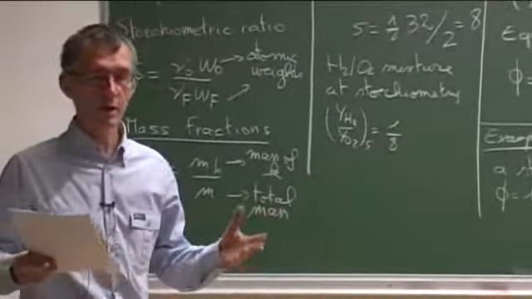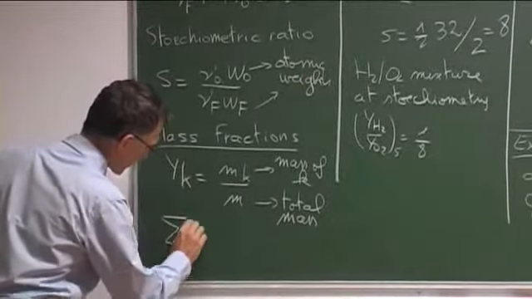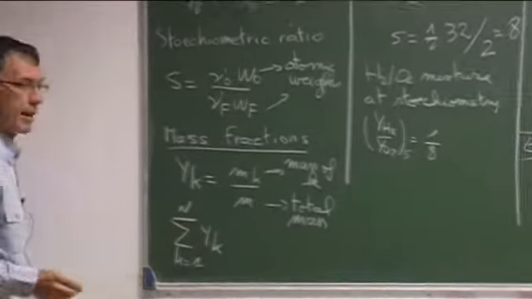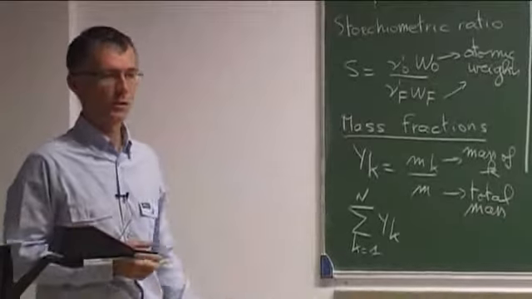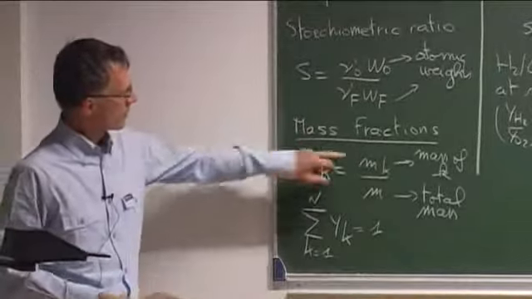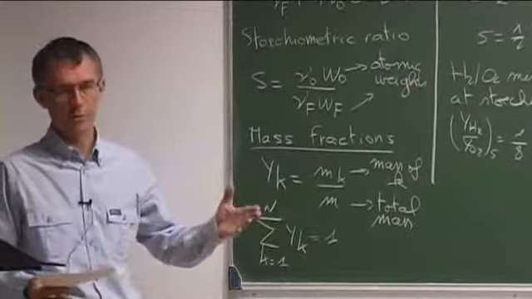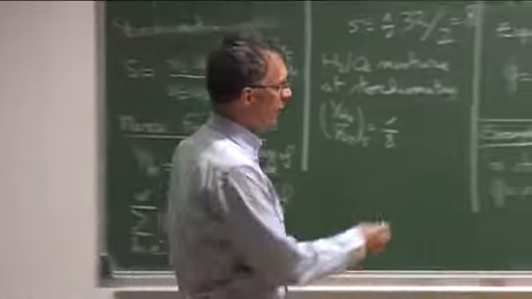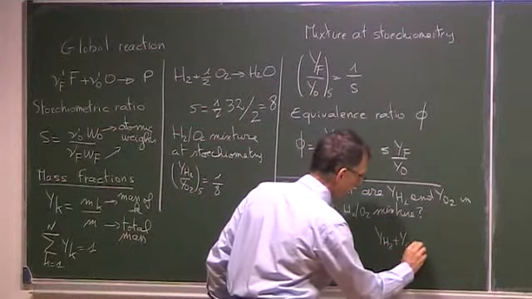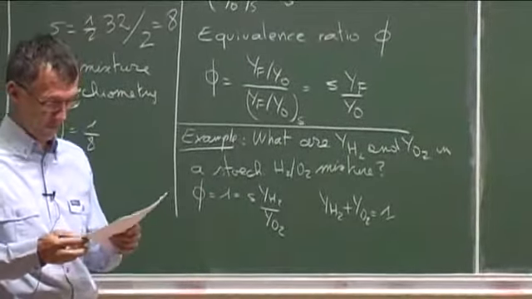There's a second obvious equation for mass fractions. I didn't say it here, but it's that the sum of all mass fractions in a gas, from k equal 1 to n, the total number of species in your mixture, must be equal to 1. Okay? If you sum all these things, you're going to have the sum of the mass, which is equal to the total mass, so it must be equal to unity. So here you have a second equation, which is Y_H2 plus Y_O2 equal 1. So that's two equations, two unknowns. I think you should be able to solve that.